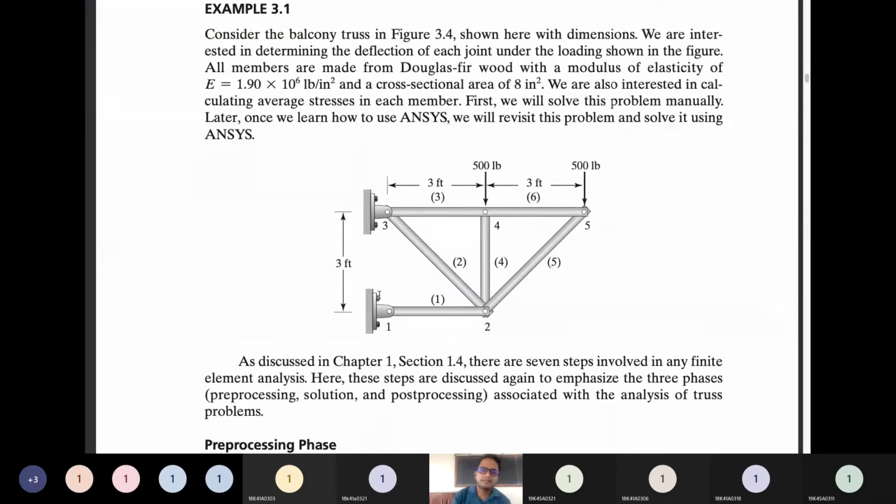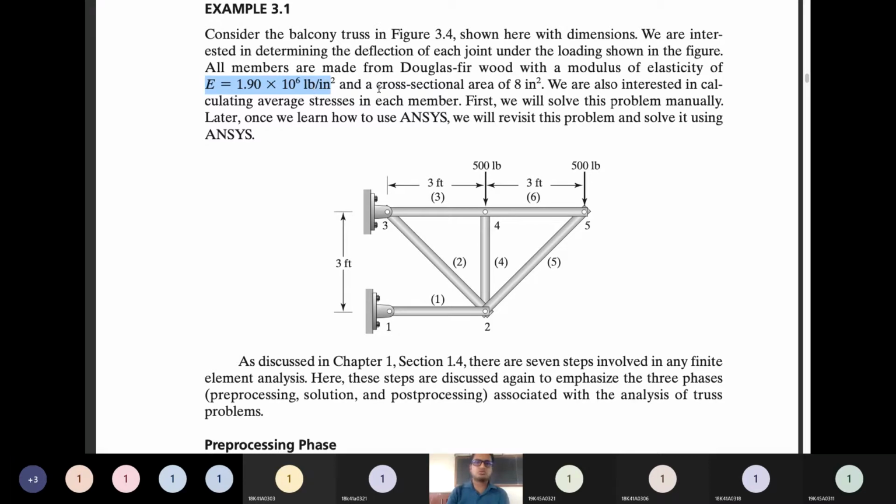So see, consider the balcony truss shown in this figure. We are interested in determining the deflection of each joint. Here there are 5 joints. So we are interested in finding the deflection of each joint, where for the material property they have written the E value as 1.9 into 10 raised to the power 6 pounds per inch square.